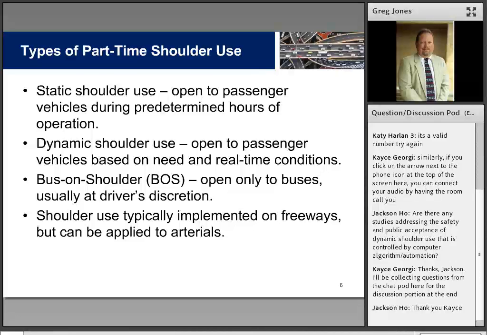And then finally you have bus on shoulder. And bus on shoulder is only open to buses and it's usually driven by operational parameters, mostly speed-based, that allows trained bus drivers to utilize the operational parameters to make a decision when they can use the shoulder as kind of a bypass queue for transit buses. Now, shoulder use is typically implemented on freeways, but there are a few limited arterial applications around the country as well.